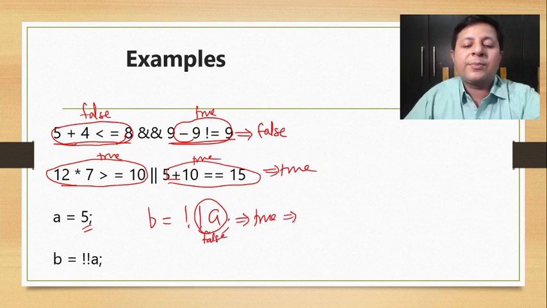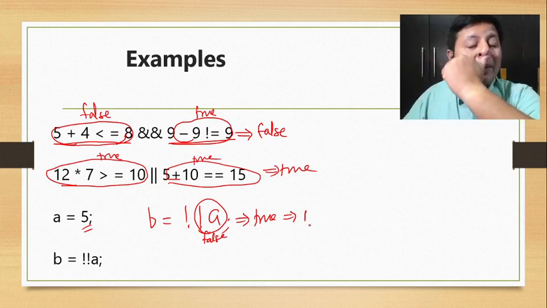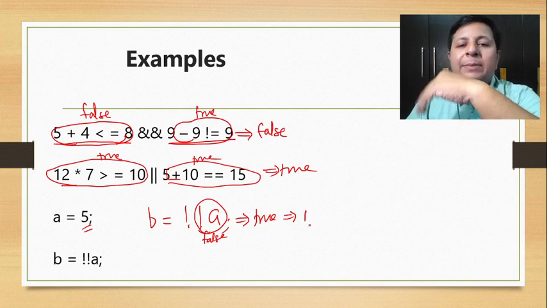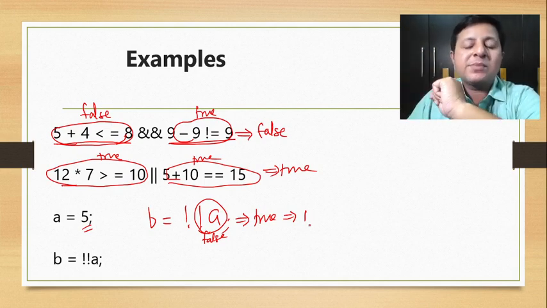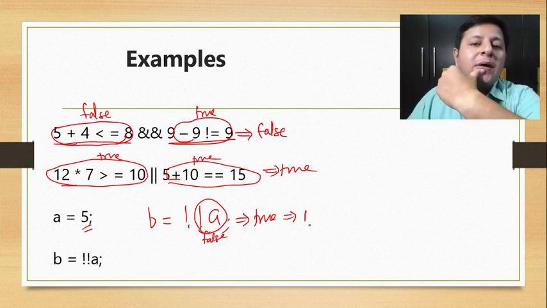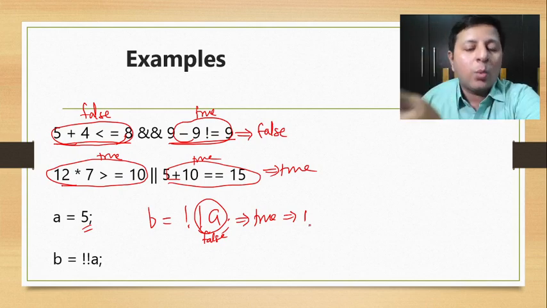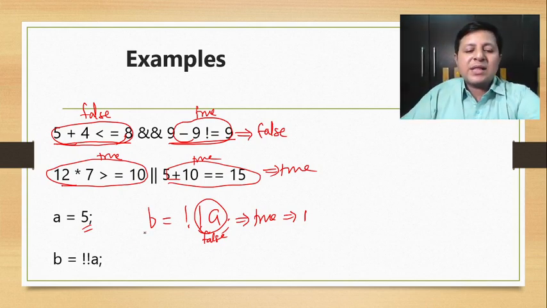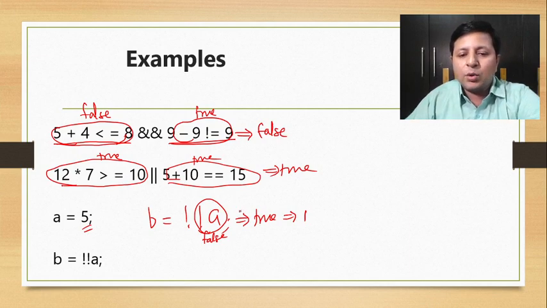And you know how true is represented? 1. Remember one thing, huh? If I want to take a truth value, any non-zero can be taken as true and 0 is false. But if I want to represent true, it is always represented using 1. And false is represented obviously using 0. So that's how rather this would go like.